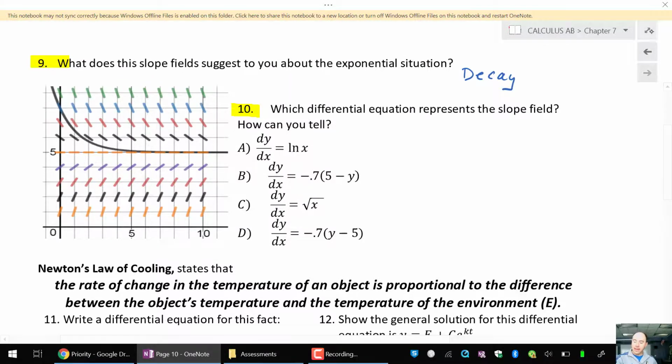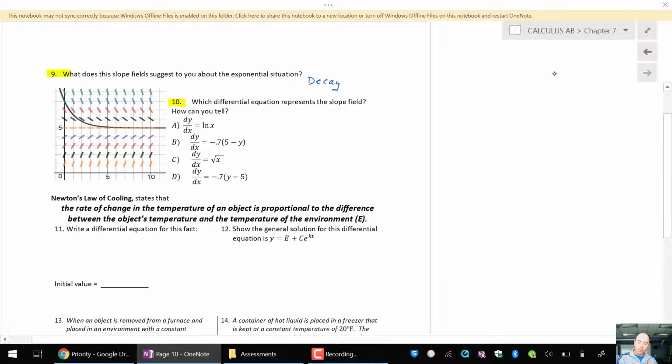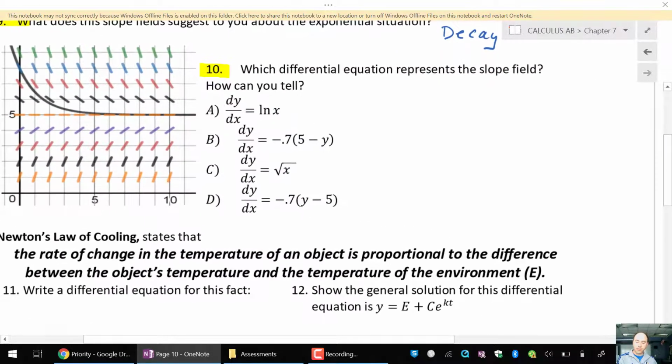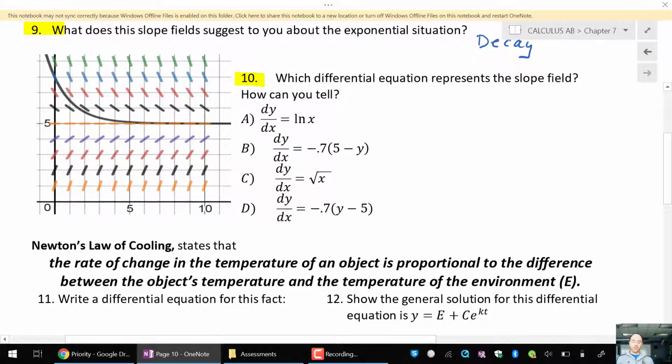But then number 10 is the follow-up question. It says, which of the following differential equations would represent the slope field? And so right away, I'm going to eliminate A and C. They're in terms of x. But if I'm dealing with exponential growth or decay, well, then that means I need to have some kind of direct variation with that population or with that dependent variable of y. And now the issue is, is it choice B or choice D? Well, remember, it's a decay graph, so that means my k value has to be negative. And don't get tricked here. Both of these numbers out in front are negative.